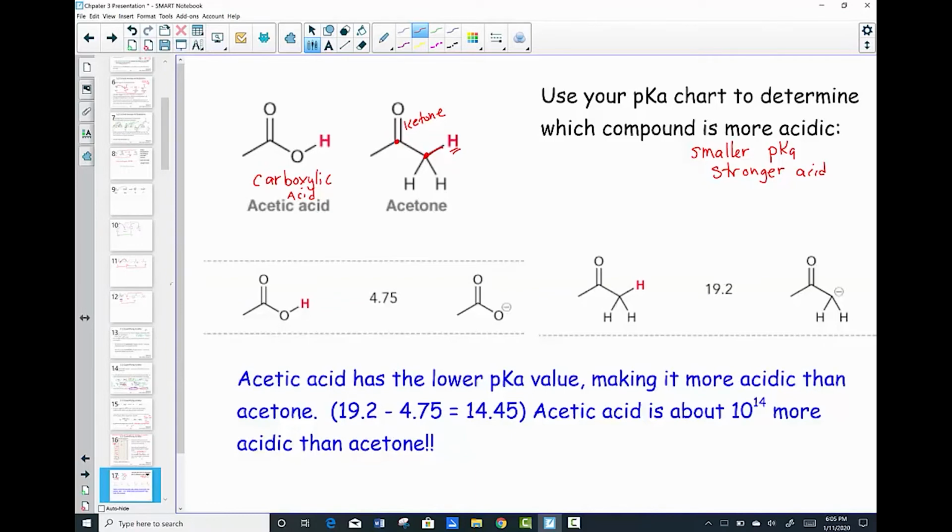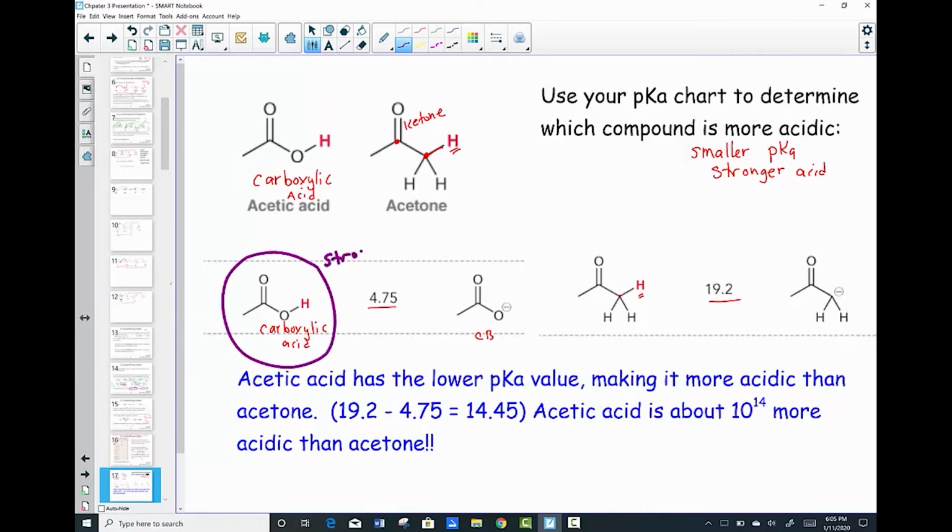Here I have reported, let's see if you found the same thing. This carboxylic acid, I found the value on my pKa chart to be 4.75. Notice this is the carboxylic acid, and this is its conjugate base. Then I went to work and found this structure matching the acetone and found its value is 19.2. Now that I have the answers in terms of pKa values, it's quite simple. The smaller the number, the stronger the acid.